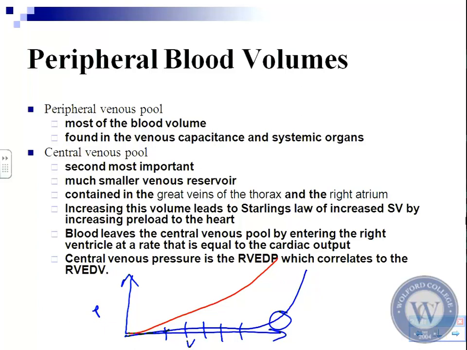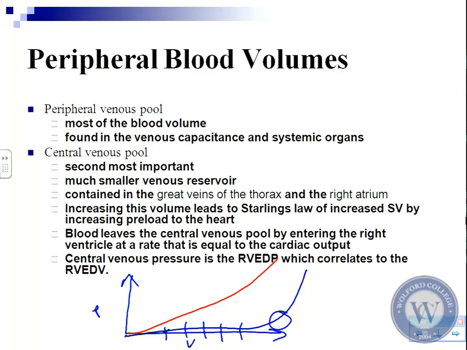If you look at the two different blood volumes, the peripheral venous pool is where most of the blood volume is. It's found in the capacitance vessels and systemic organs, which we talked about last hour. Your second venous pool is much smaller, and it contains only the great vessels of the thorax and the right atrium. Increasing this volume basically leads to changes in the preload curve. If you increase preload, you increase the stroke volume that you generate under normal circumstances. Once you reach the other side of the Starling curve, the downside, which is what you don't want to be on, you're in failure.